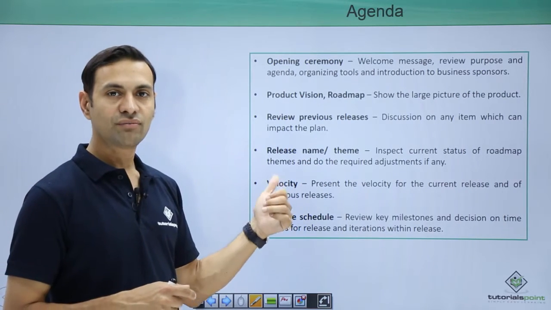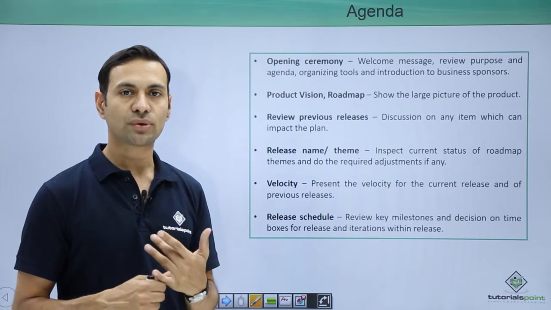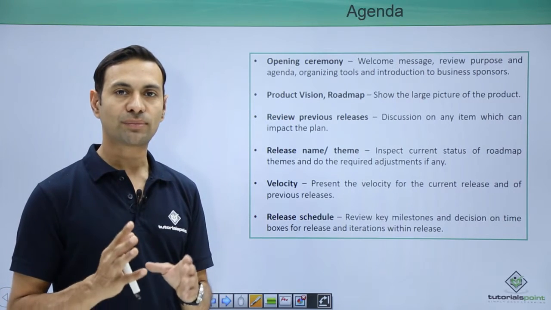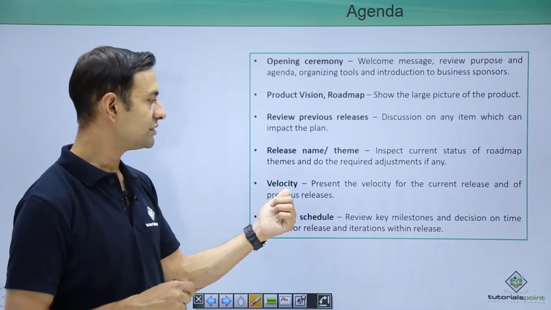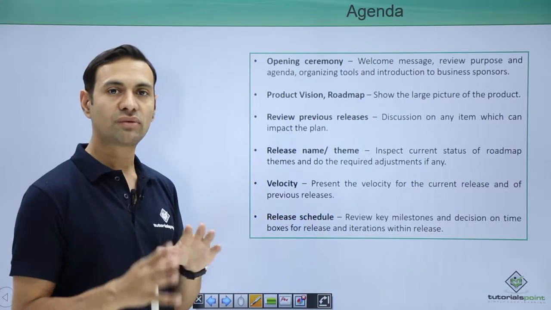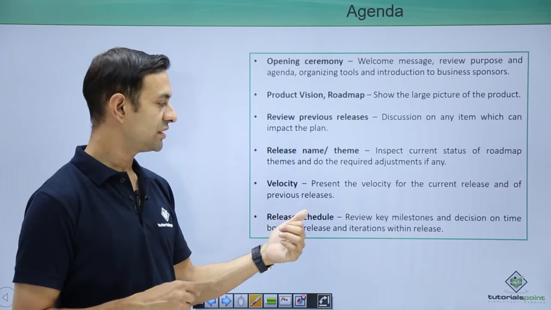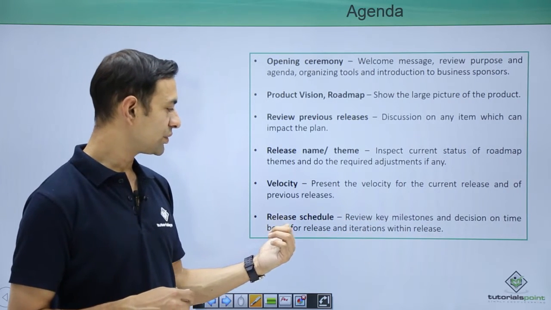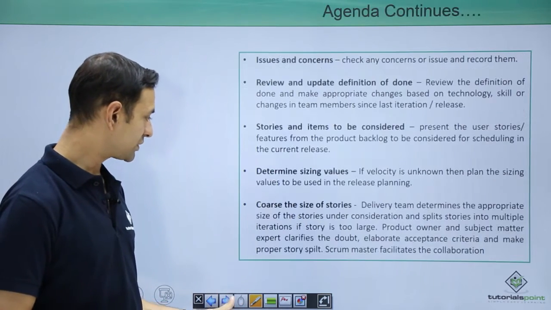Then velocity. Velocity is the effort estimate, or total effort, that the team can put into the release planning. Say we have 7 teams; how many total points or how much velocity do we have for these 7 teams? This step checks the velocity of the current release and of previous releases so that we can compare them. Release schedule. Release schedule checks the review, key milestones and decisions on time boxes, so release and iteration plans can be done within the release. So let's see the further steps.